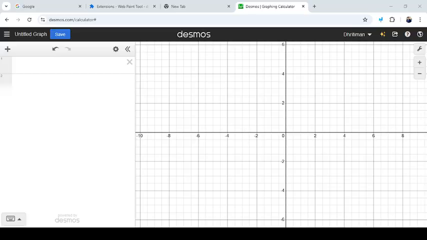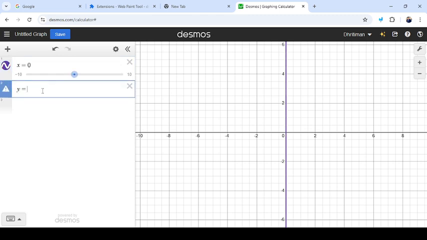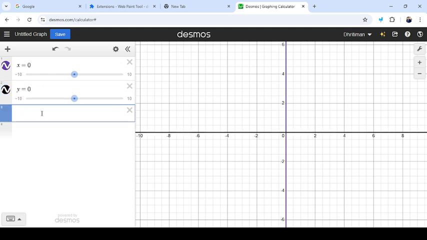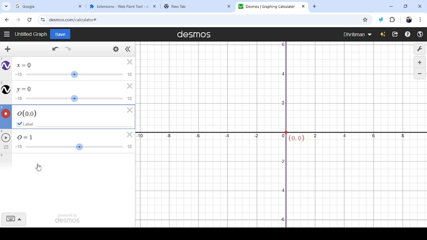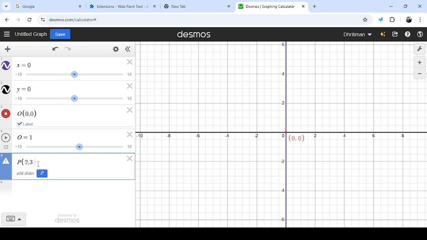This is a graph you can see. For this particular graph, we have the y-axis, which is x equals 0. We have the x-axis, which is y equals 0. We have the origin, which is at 0, 0. And let us have a point P, whose coordinate is 2, 3.